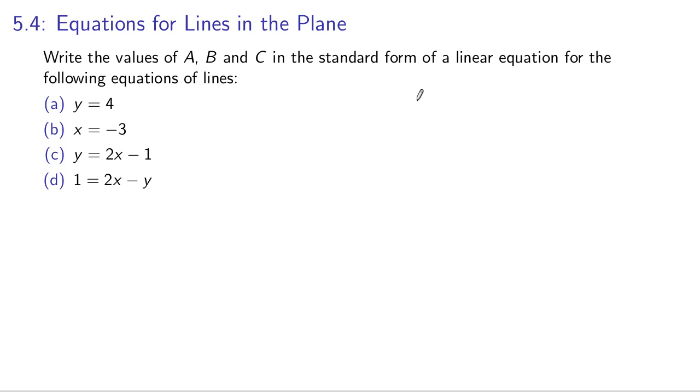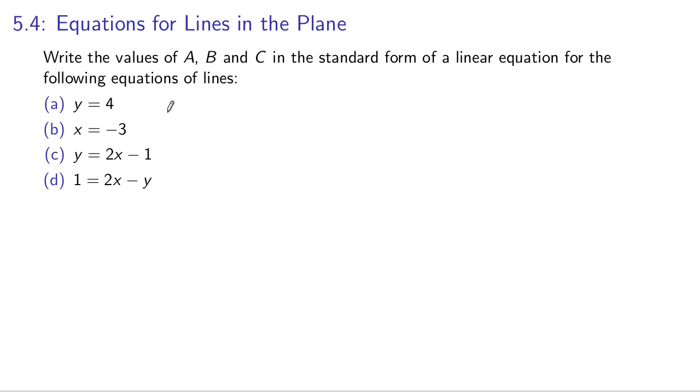So let's write the values of A, B, and C in the standard form of a linear equation. And like I said, these aren't unique. For a linear equation for the following equations of lines, if you think about it, A is the coefficient of x, B is the coefficient of y, and C is the constant on the right-hand side with nothing multiplied by it.